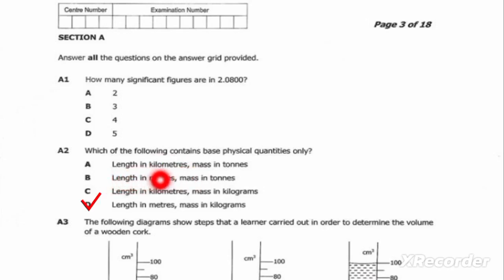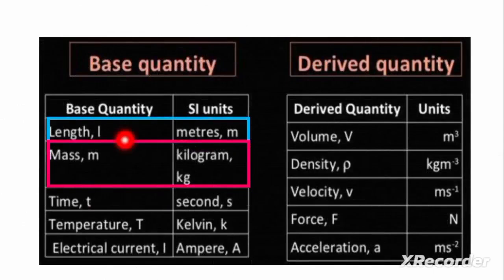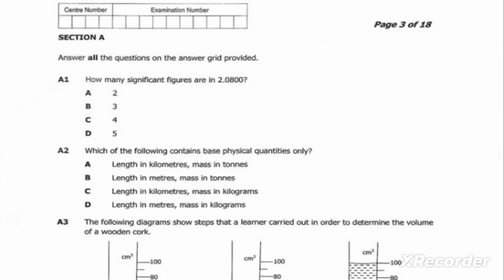A, length measured in kilometers. No, length is not measured in kilometers according to the information given here. So we have seen that length is measured in meters, and mass is measured in kilograms, not in tons.